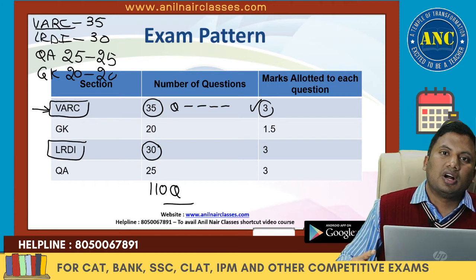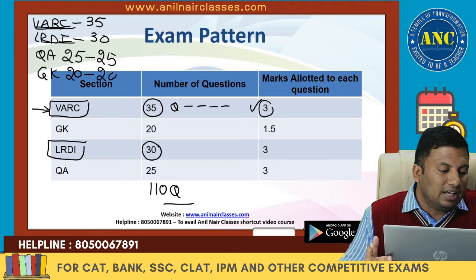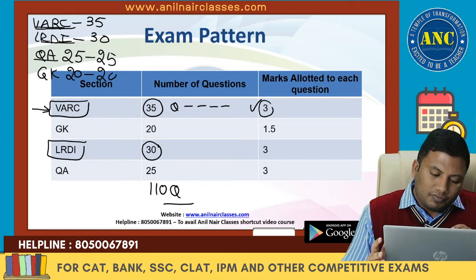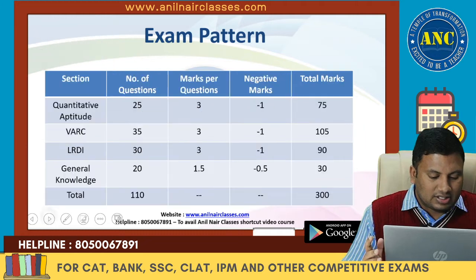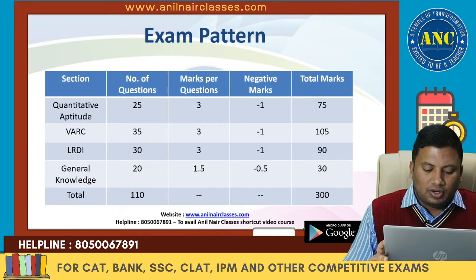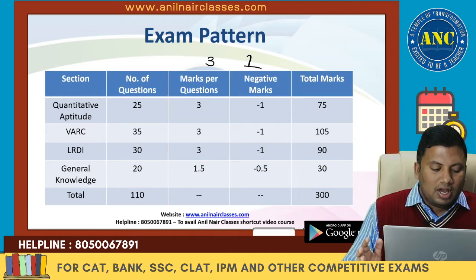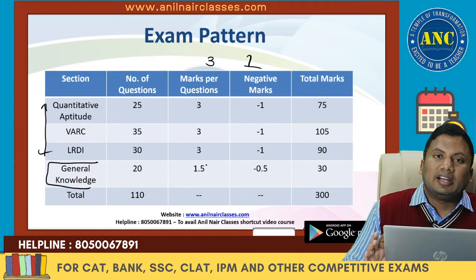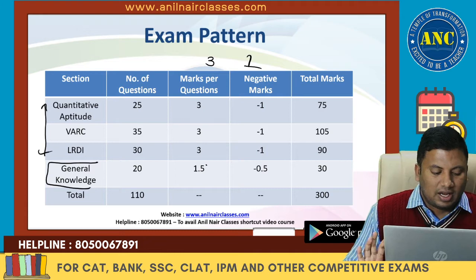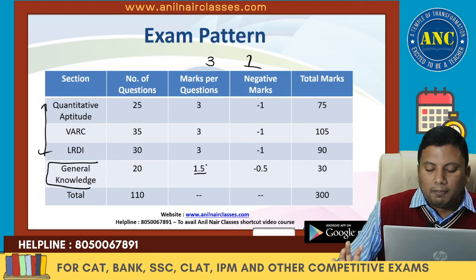Since every question has 4 options, for VA, RC, LRDI and Quant the right answer is 3 and wrong is -1. For GK, the right answer is 1.5 and the wrong answer is -0.5. So all are in the ratio 3:1, because the total number of options will be 4. Except in general knowledge, in all the other 3 sections the right answer is 3 marks and the wrong answer is -1. In general knowledge, the right answer will be 1.5 and the wrong answer will be -0.5.